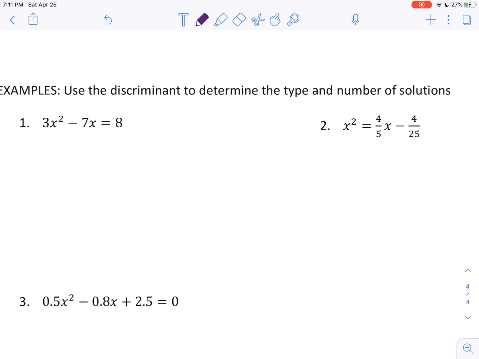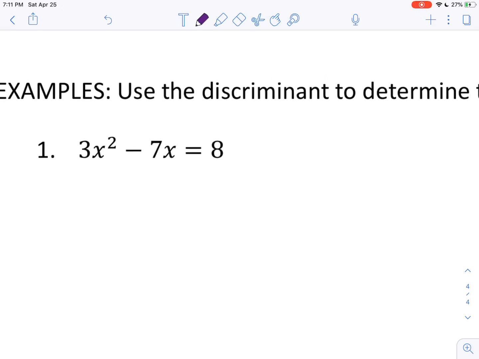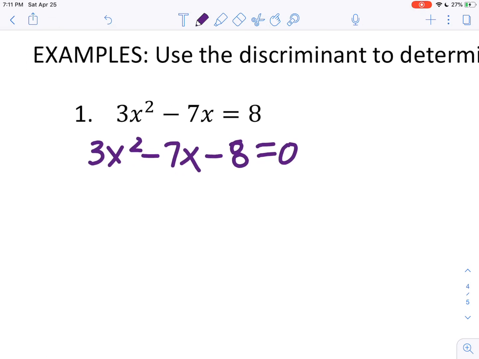Okay, so in these examples, literally all I'm asking you is to use the discriminant to determine the type and number of solutions. I'm not even asking you to solve. So what you need to do is get this in standard form first, because you need to identify a, b, and c in order to plug it into the discriminant.